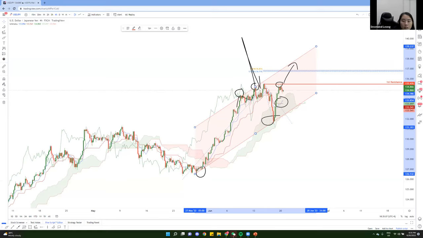What are the settings? Stochastics, again, settings 21, 5, and 3. Okay, that's all I have for you.